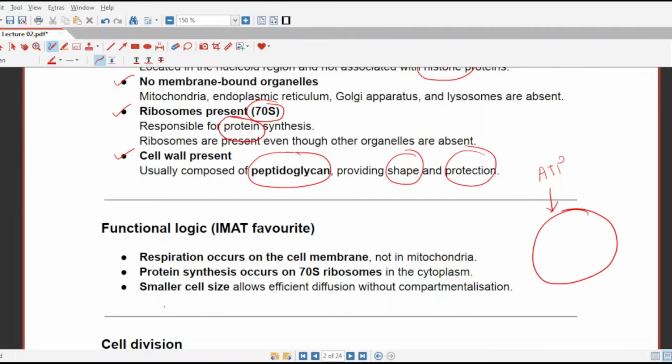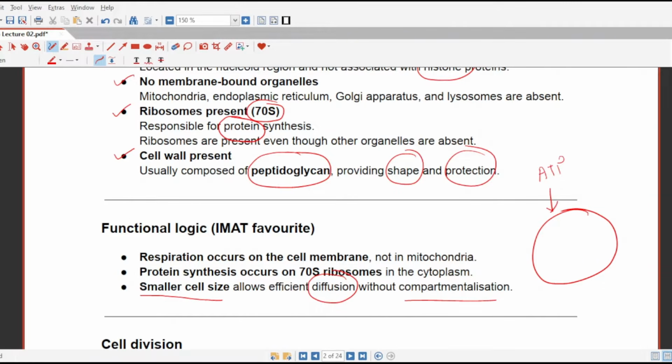Okay, and another important thing is that the smaller size is an efficient diffusion medium without compartmentalization. If we think about the eukaryotic cell, you see that the eukaryotic cell is advanced, complex, or sophisticated. As a result, eukaryotic cell has compartments for proper functionality, but the prokaryotic cell doesn't have any compartment. As there is no compartment, the diffusion becomes efficient.